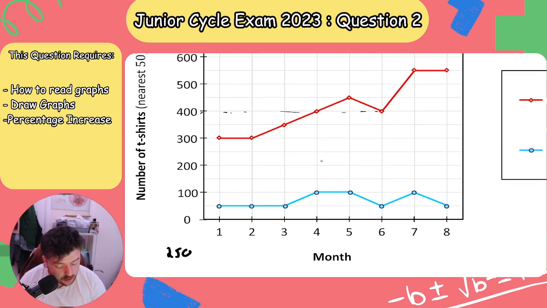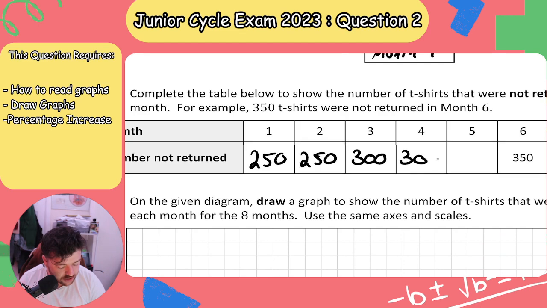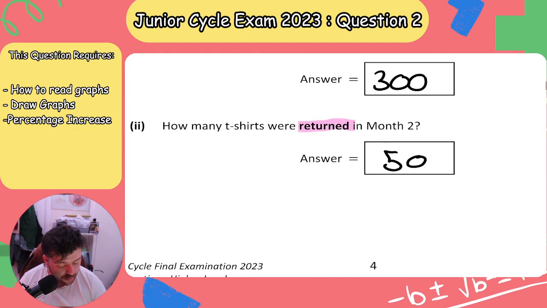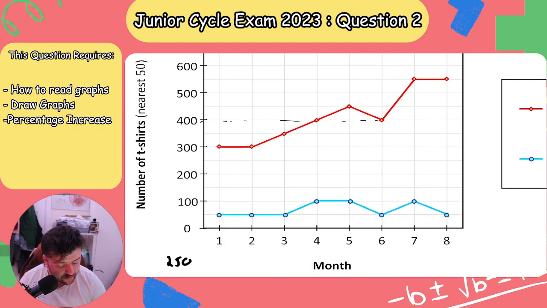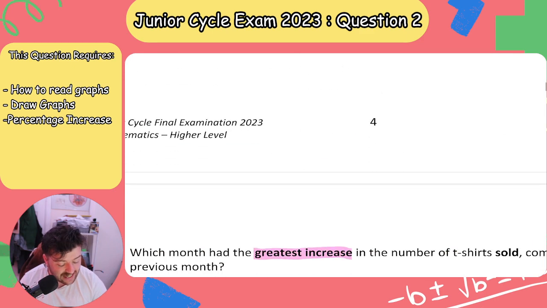400 were sold, but 100 were returned. So 400 minus 100 is 300. So 300 t-shirts were not returned. Month 5, 450 were sold. 100 were returned. So 450 minus 100 is 350.